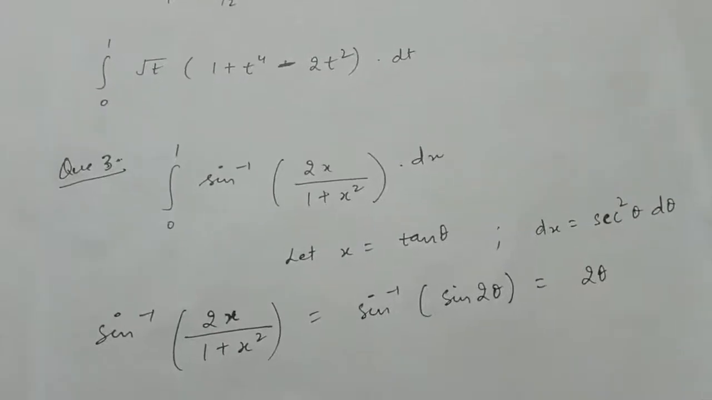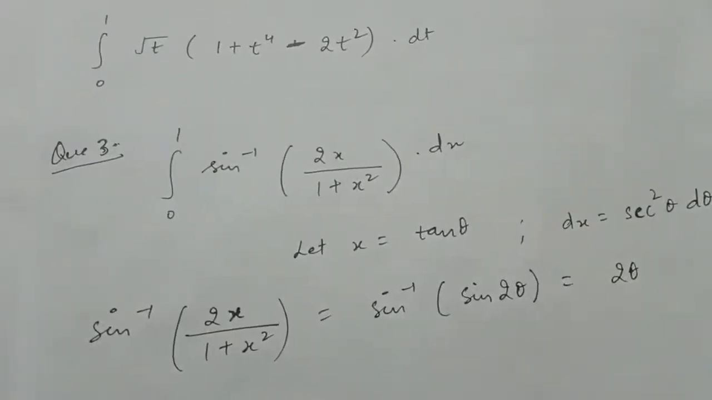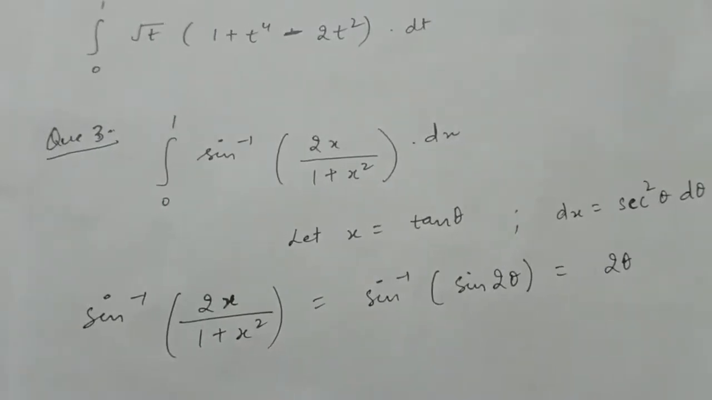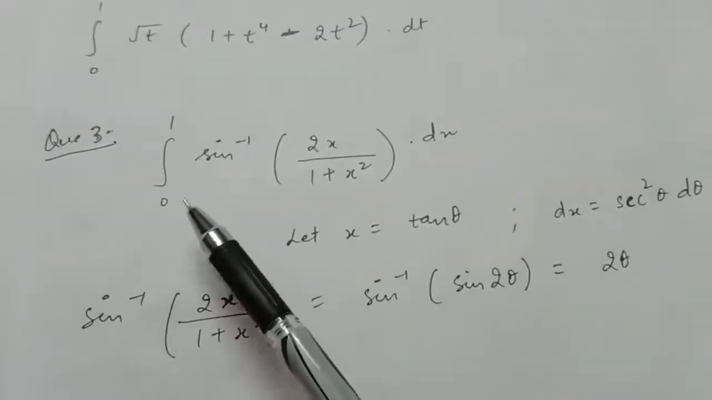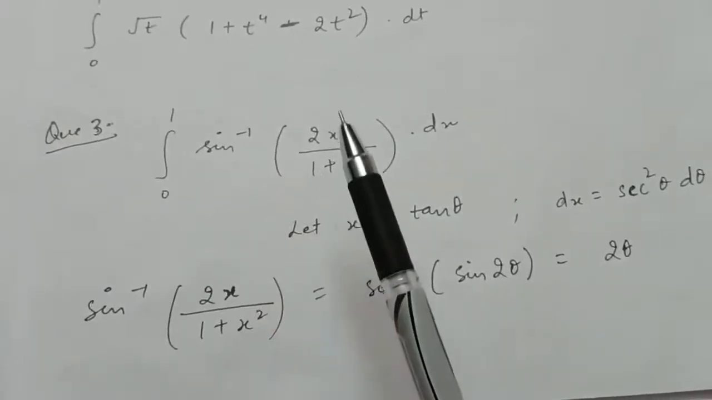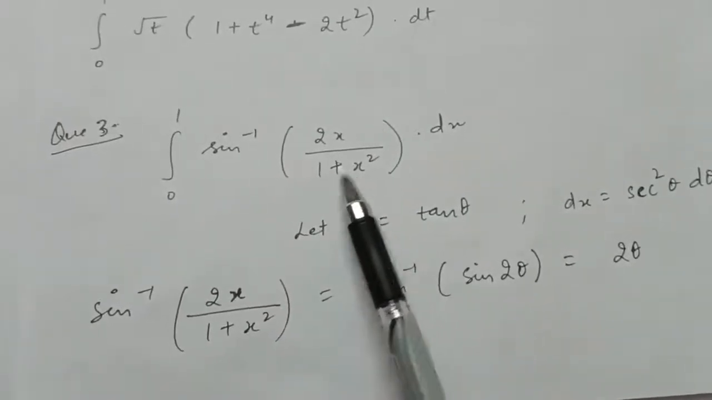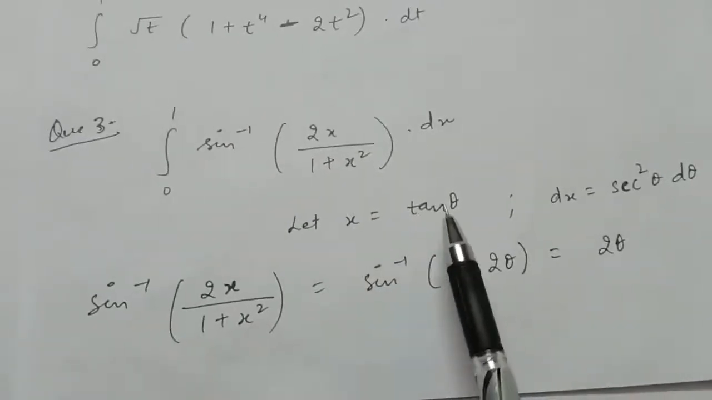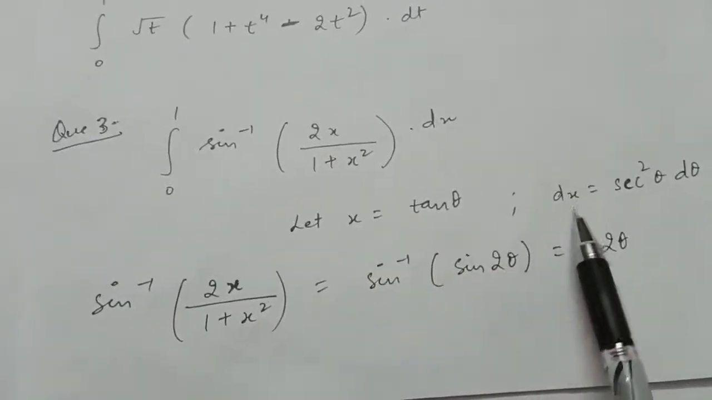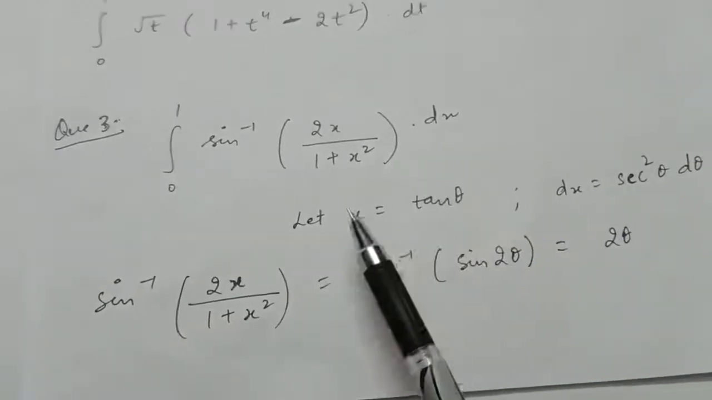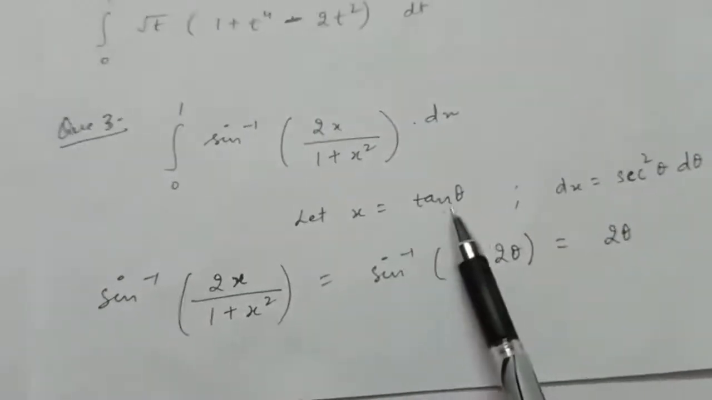Now see, question number 3 is the integral of sine inverse 2x upon 1 plus x square into dx, and the limits are from 0 to 1. I have already told you in the previous lectures also that when 1 plus x square is given, take x as equal to tan theta. Now dx will be secant square d theta, right? Why is this so? Because we have differentiated both the sides.